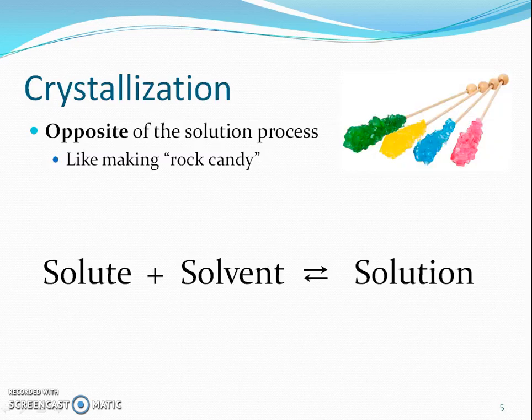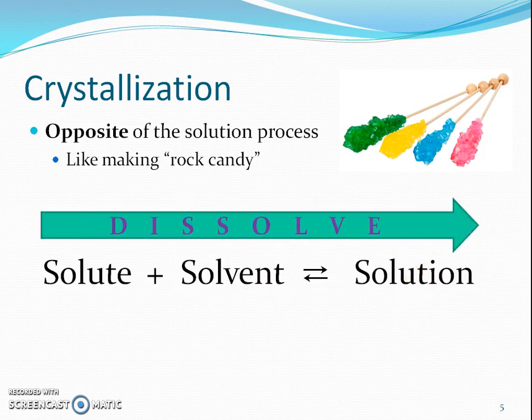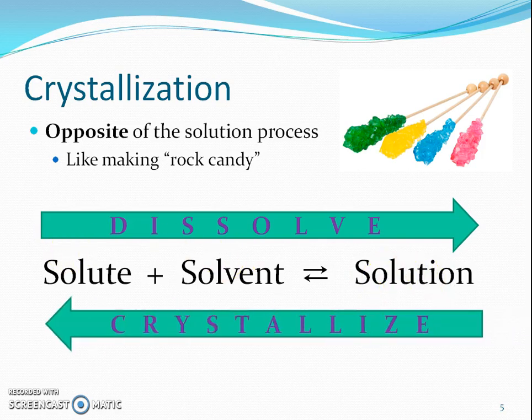So crystallization is the opposite of the solution process. That's how you can make rock candy. So if you take this reaction, or I like to say process, we just like to represent it like a reaction. We take some salt, we add it to water, and we get a solution. That's called dissolving. But can we take that solution and go backwards? Absolutely. That's what rock candy is, and then we crystallize.